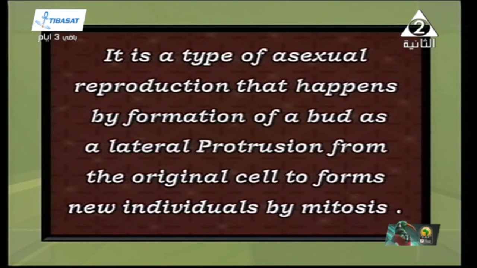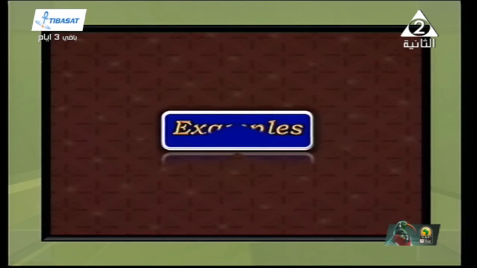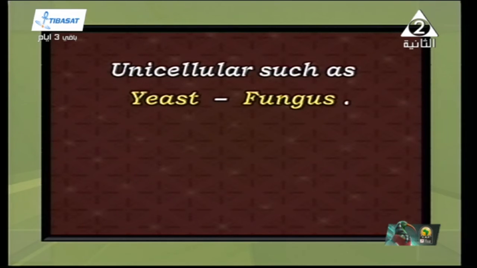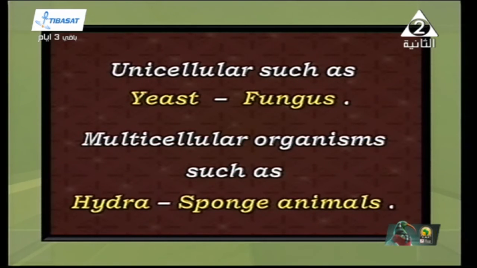We have an example to clarify and simplify this type, like yeast fungus. Unicellular living organisms, such as yeast fungus and also some types of fungus, and some multicellular ones. Number two, multicellular organisms like hydra and sponge animals. Do you know sponge? Yes, sponge is a multicellular living organism.